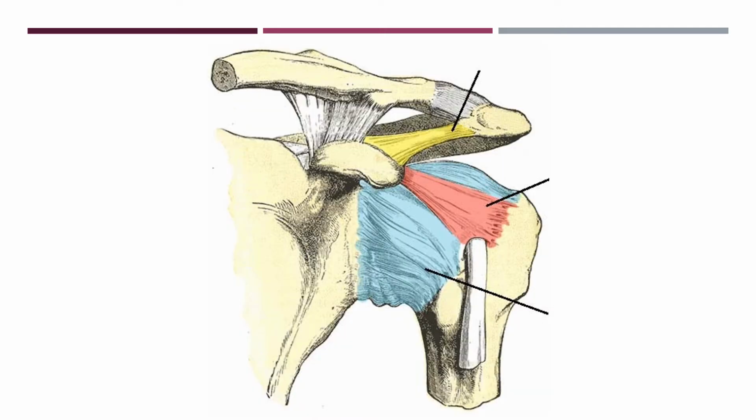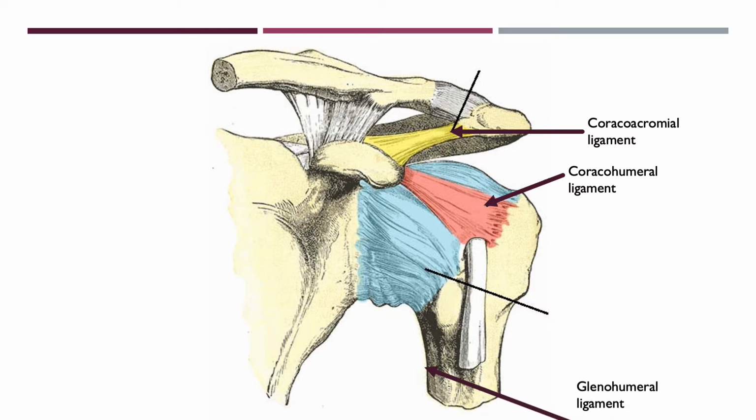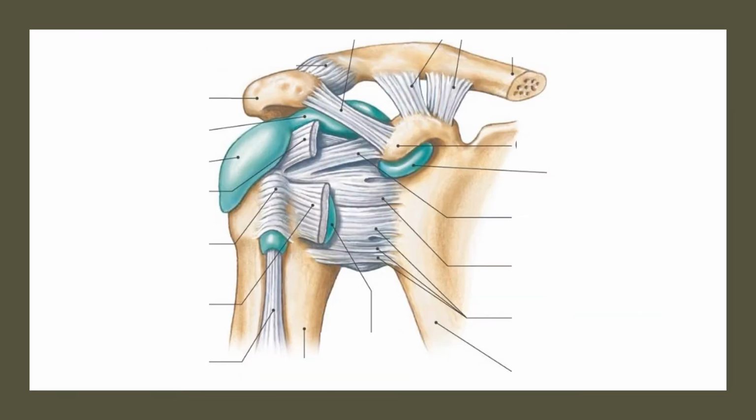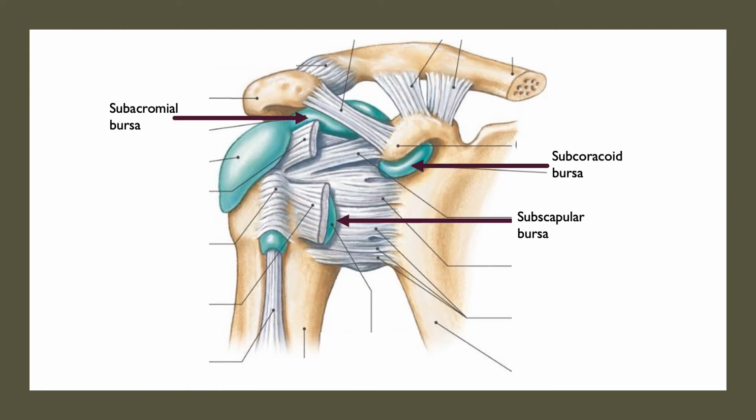The ligaments of the glenohumeral joint include the coracoacromial, coracohumeral, and the glenohumeral ligaments. Associated bursa of the glenohumeral joint include the subacromial bursa, subscapular bursa, and the subcoracoid bursa.